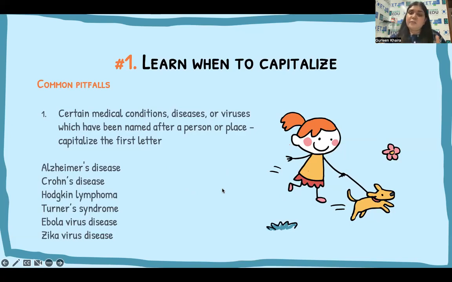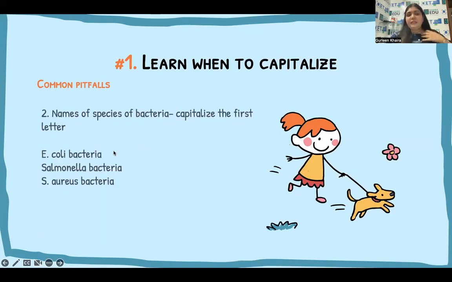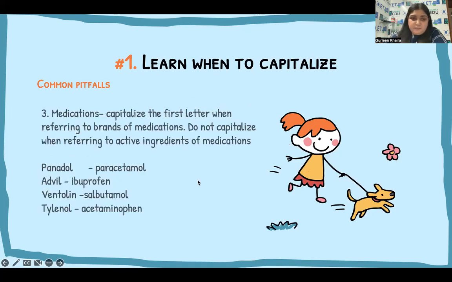Only capitalize the first letter of your medical condition if it's based after a person or a place. The second one, we will capitalize the first letter of a species of bacteria like E. coli or salmonella. So we capitalize S, or S. aureus. So when it's a species of bacteria, capitalize the first letter.